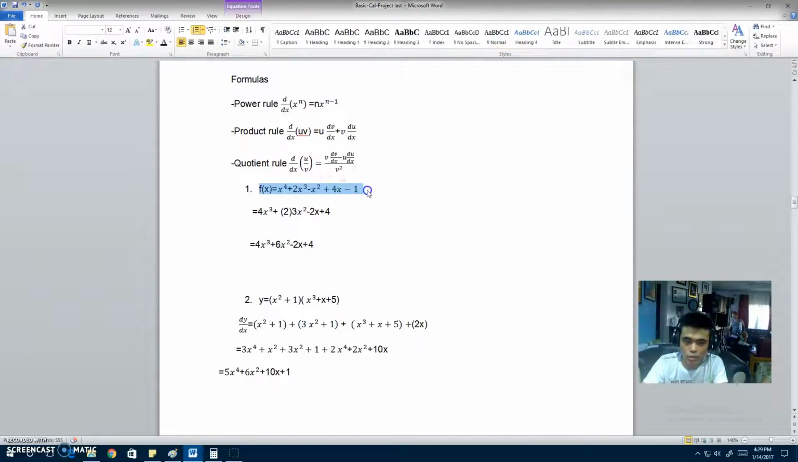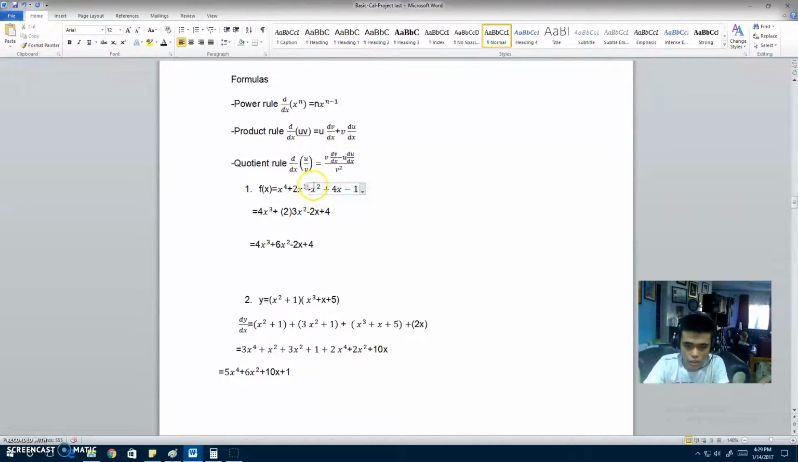In the first example, you need to use the power rule. In the first term, x raised to the power of 4, you need to bring down the exponent 4 so it will become the coefficient of this term, and then subtract the exponent 4 by 1 so it became 3. In the second term, since it has 2x raised to the power of 3, just copy 2, then bring down the exponent 3 so it became the coefficient of this term, then subtract the exponent 3 by 1 so it became 2.